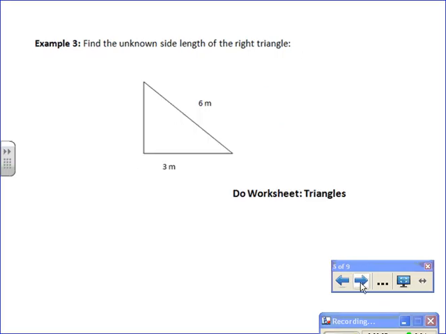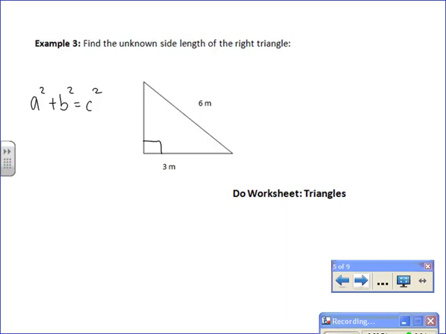And when you're looking for an unknown side length, again, it's so important to label the hypotenuse, because if you're not looking for the hypotenuse and you're looking for A or B, you do have to rearrange the formula, Pythagorean theorem, this formula right here.